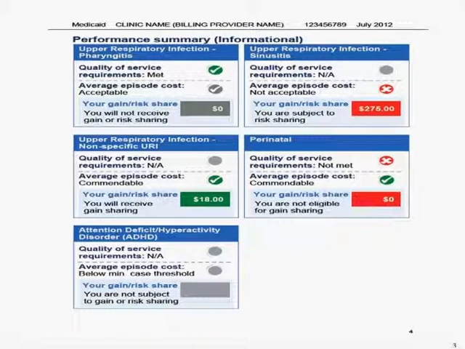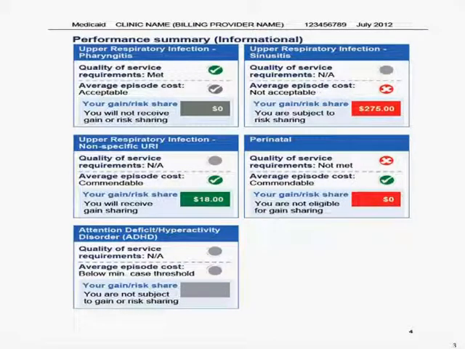If you look in the non-specific URI, you'll see the green, there is a gain share of $18. If the quality of services is above the minimum standard and the costs are lower than the commendable threshold, indicated with a check mark, you are eligible for gain sharing. The dollar amount will be shown in the third section of the episode in the rectangular box.